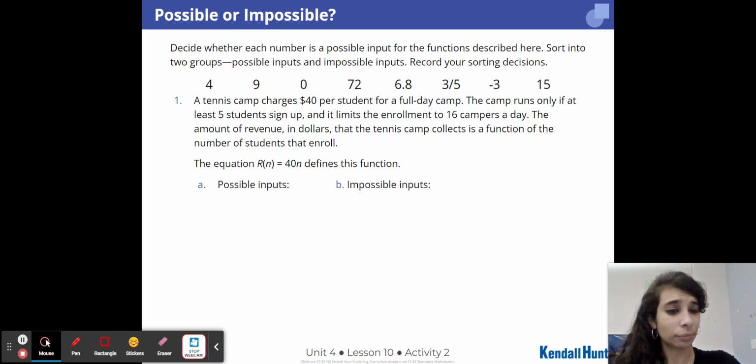In our next situation, we're going to continue to talk about what is possible and impossible values. Decide whether each number is a possible input for the functions described here. Sort into two groups, possible inputs and impossible inputs.